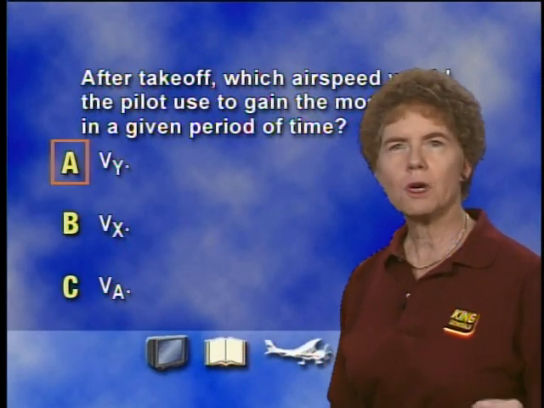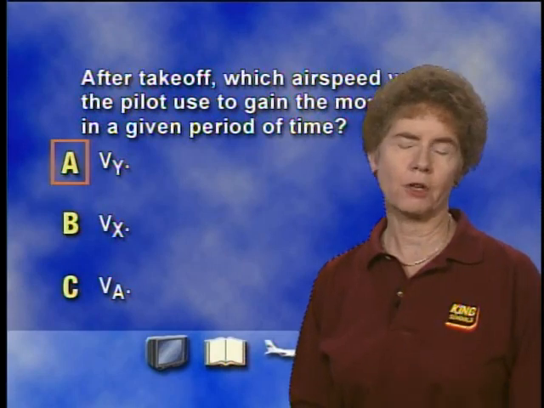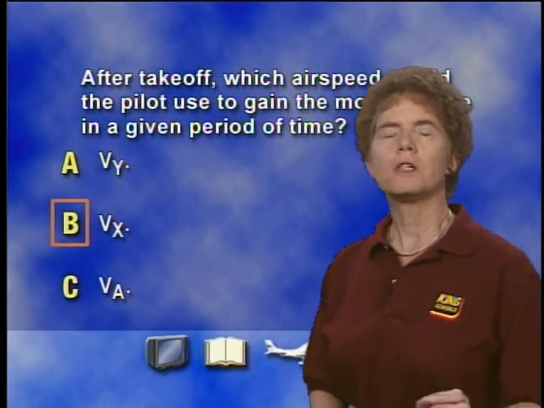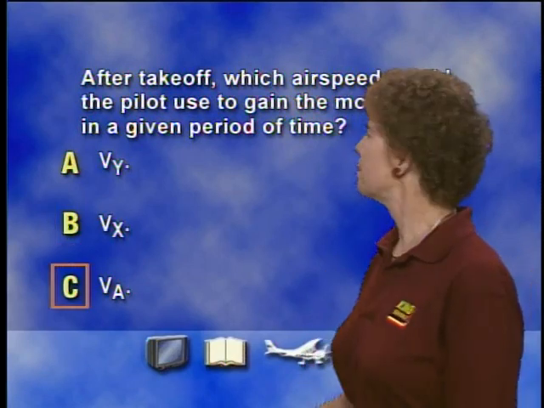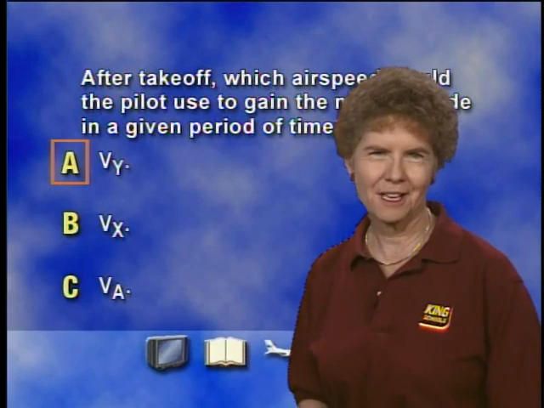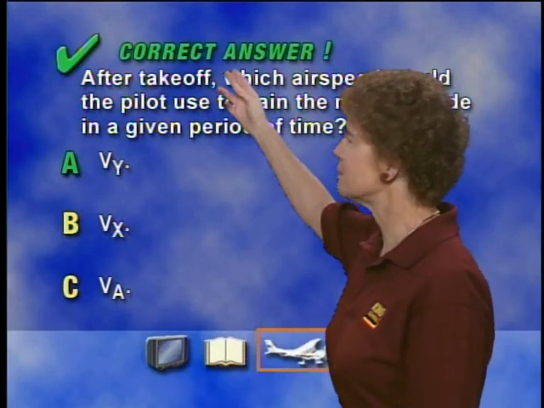When you get to a question, answer A will always be highlighted. To answer the question, simply move the orange box to highlight your choice of the 3 possible responses and then press Enter. You'll get immediate feedback on how you did.